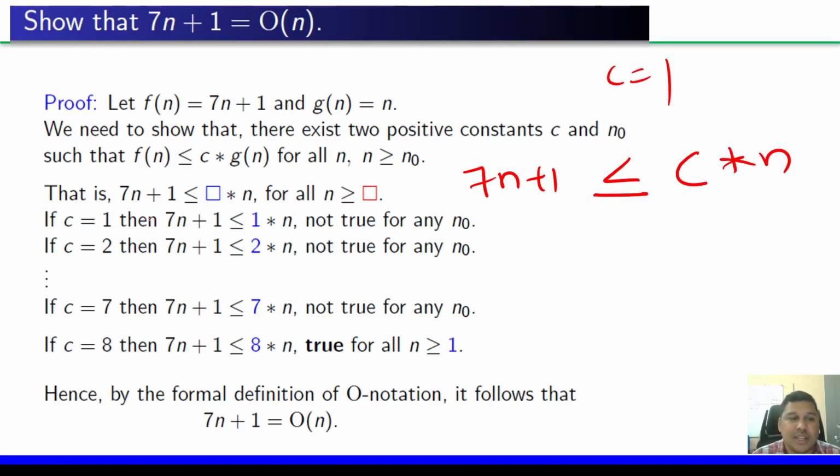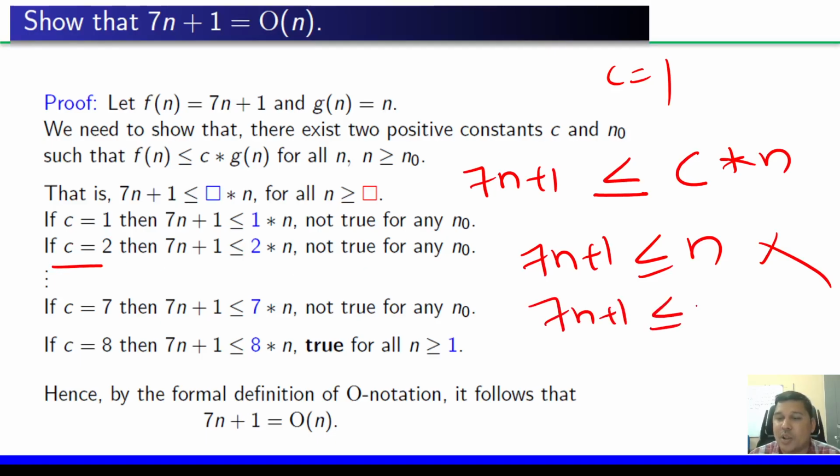What will happen? 7n plus 1 less than or equal to 1 into n. So not true for any n naught. This is not true always. This is false. Whatever n naught value you give, it is false. Then if you put c equal to 2, that is 7n plus 1 less than or equal to 2n. This is also not true because 7n is large.